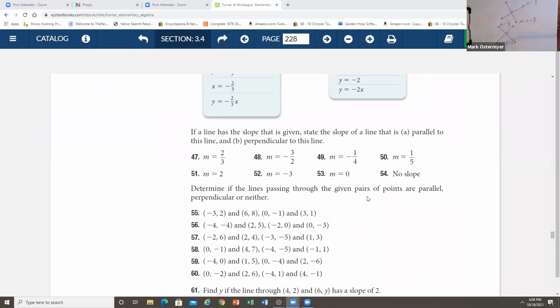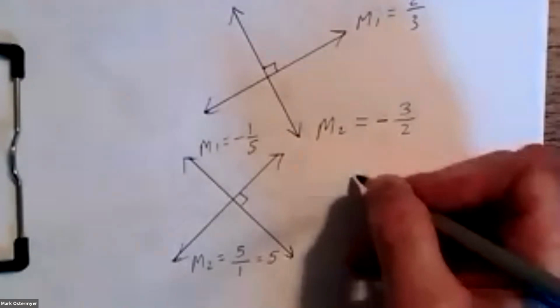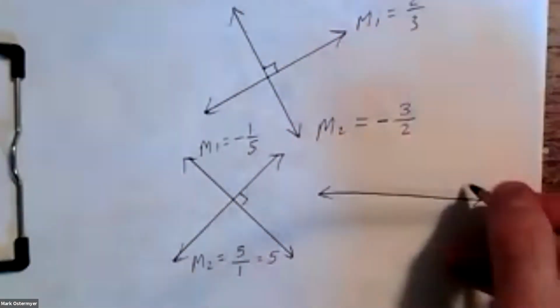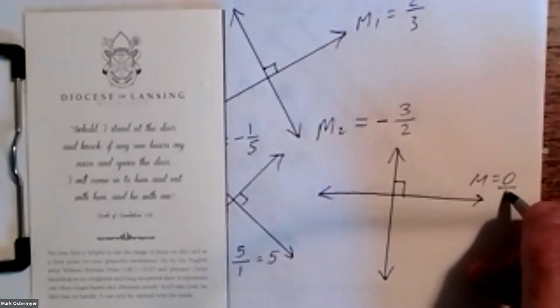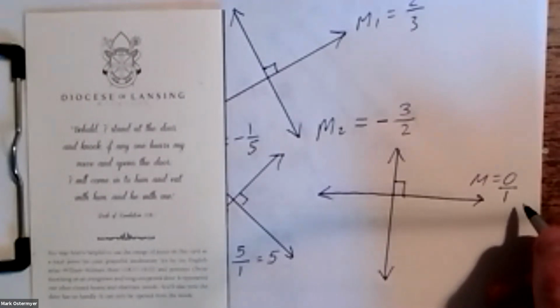Ladies and gentlemen, problem number 53. If the slope of a line is 0, what would be the line's slope if it's perpendicular to this line? Well, not negative 0. You've got to take the reciprocal of it. So if a line has 0 slope, that means it's a what? Horizontal line, correct? So what kind of a line is perpendicular to a horizontal line? A vertical line. And if the slope of a horizontal line is 0, or 0/1, that's another way of saying 0 divided by 1.